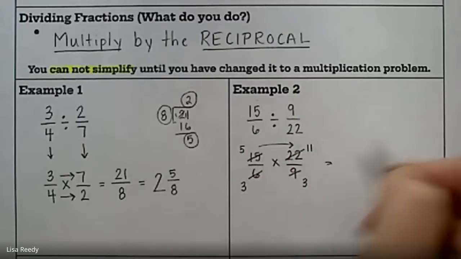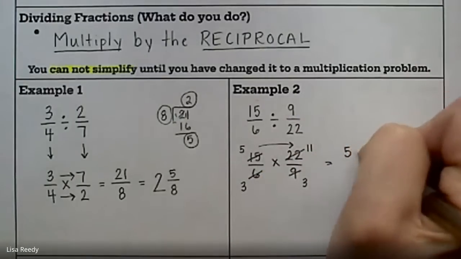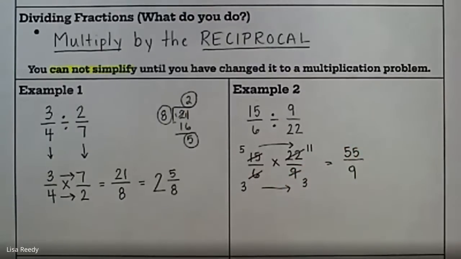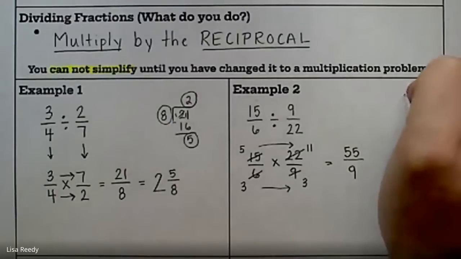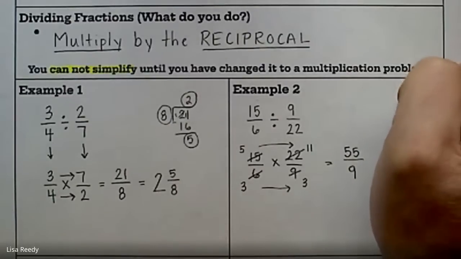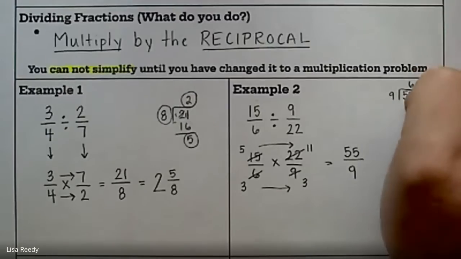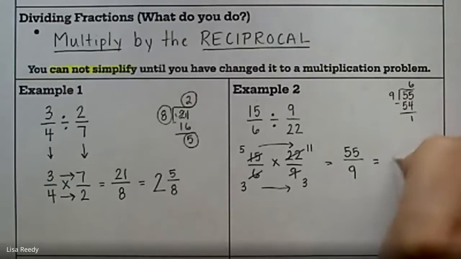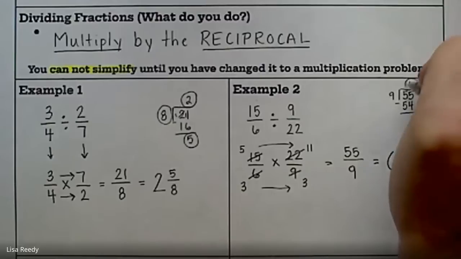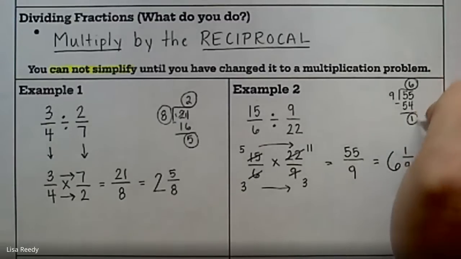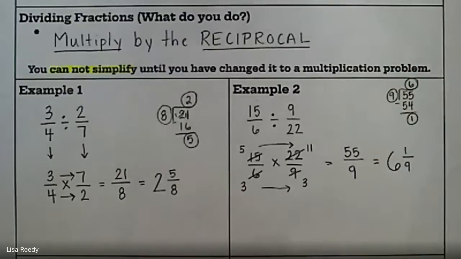15 times 11, 5 times 11 is 55. And 3 times 3 is 9. I notice it's an improper fraction. So I'm going to do 55 divided by 9. 9 goes into 55 6 times. That is 54. Subtract, I get 1. So I see that it is 6 whole times with 1 left over out of the 9, the size of the pieces we're doing, ninths. So the answer is 6 and 1/9.